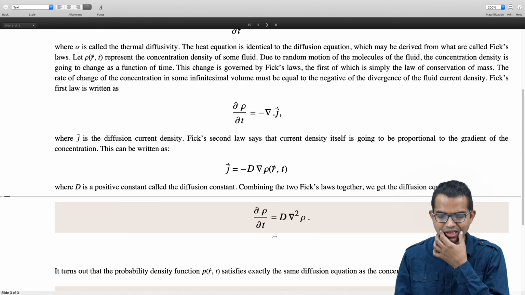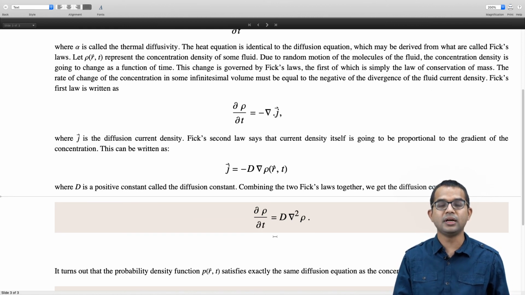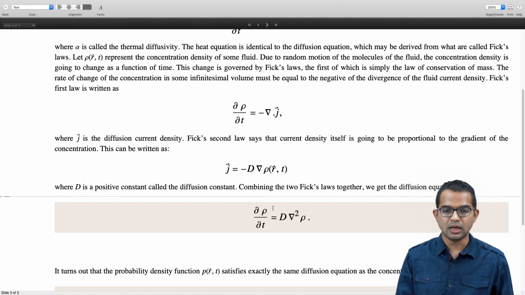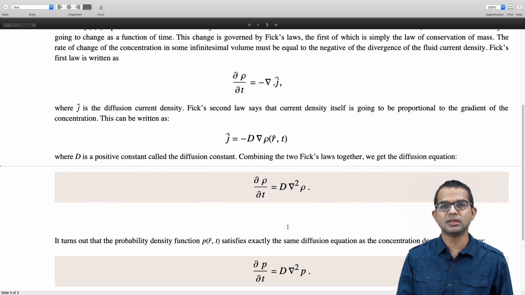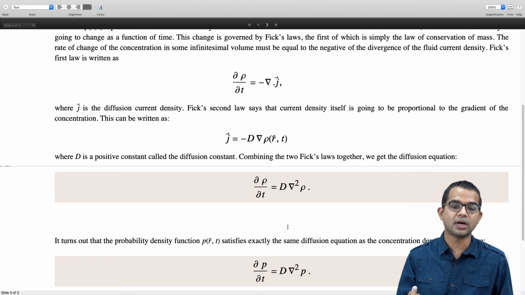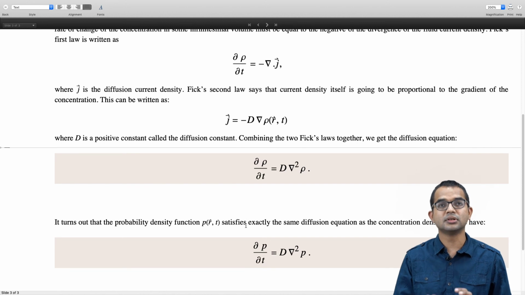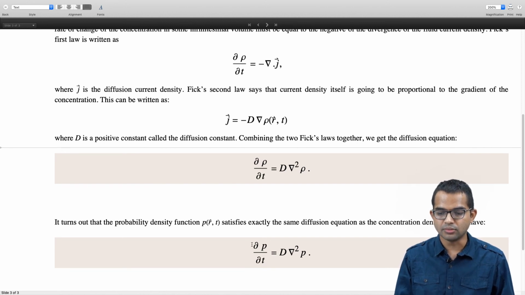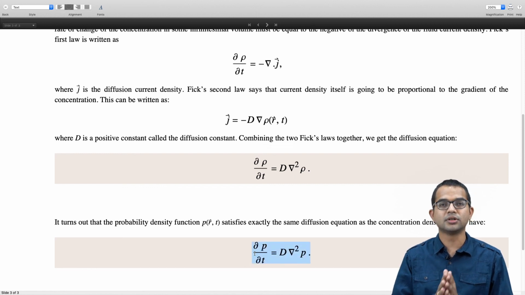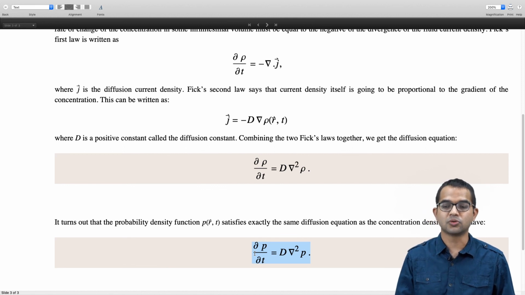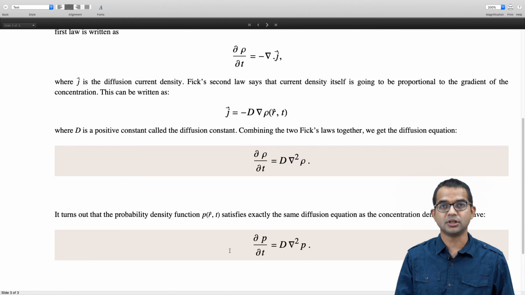Now it turns out that often it's convenient to work with a probability density function rather than a concentration density. So basically probability density is like you ask what is the probability that a given particle is in some region, whereas concentration is about asking how many particles are in the region. So they are very closely related, and in some sense they are really the same. So often we work with the probability density function, and then the partial differential equation satisfied is simply given by this equation ∂P/∂t is equal to D times del squared P, which goes by the name of the diffusion equation.